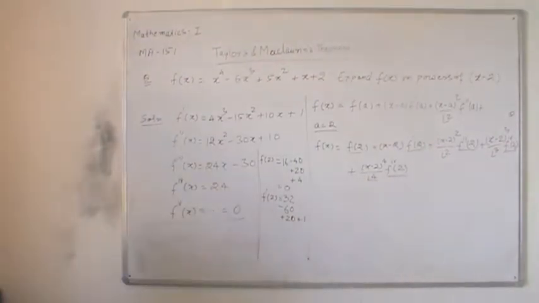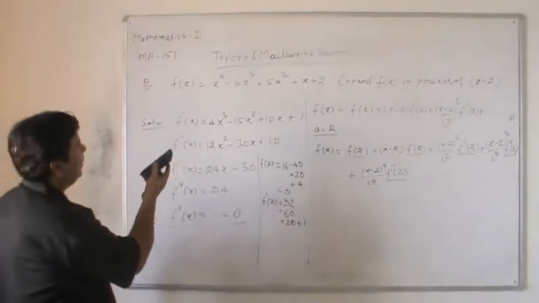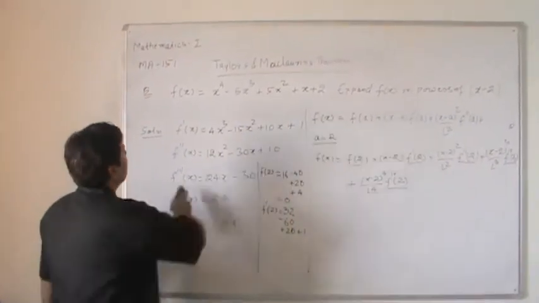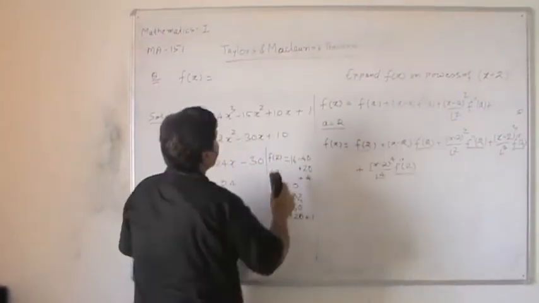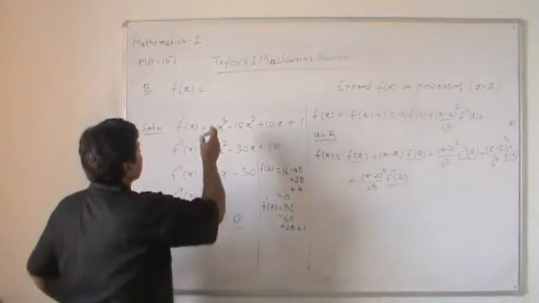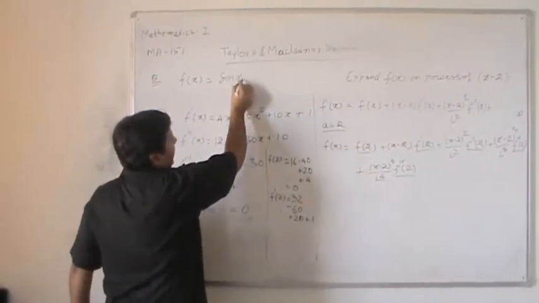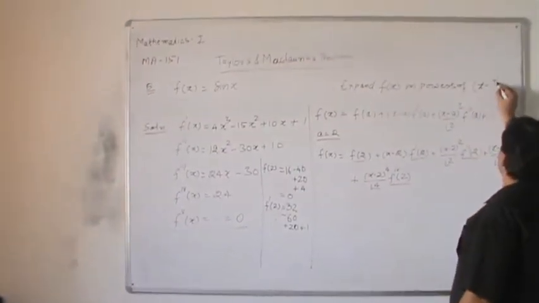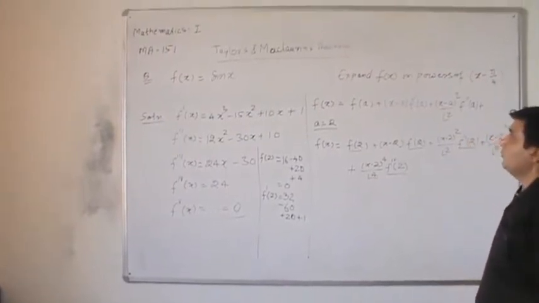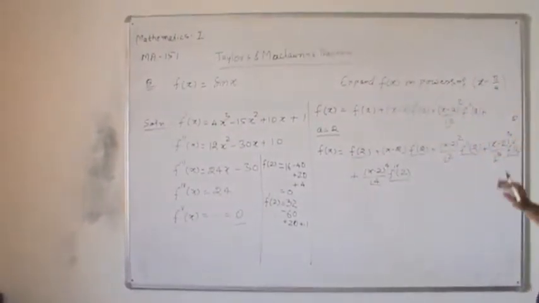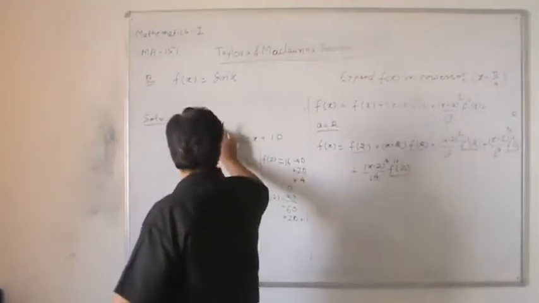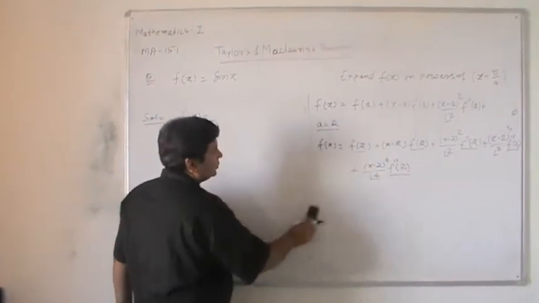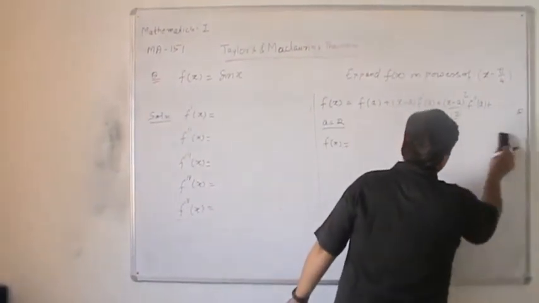Now after this I take one more example of Taylor series expansion, of writing formal Taylor series expansion. This time I take the function as sin x, and in place of x minus 2, it is given as x minus pi by 4. So we have to expand sin x in powers of x minus pi by 4. To do that, we need to find derivatives. So we will calculate derivatives.